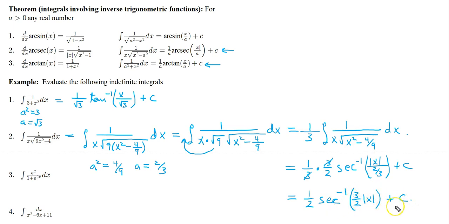and there you go, we have our answer. So once again, for this problem, all we had to do was do a little bit of manipulation to make this look like our arc secant formula up here. Let's take a look at a few more examples.